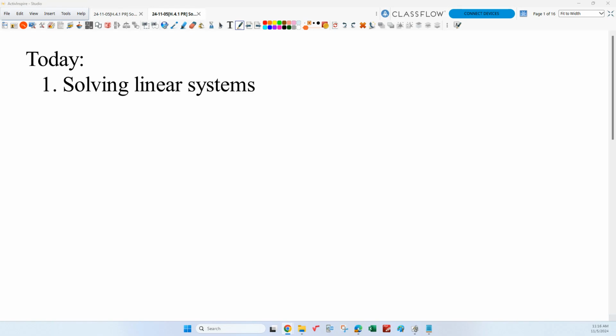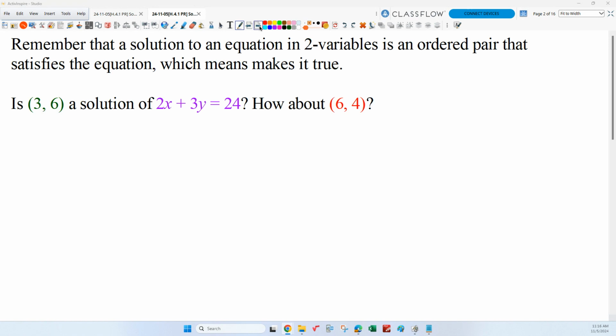Today we're going to focus on small linear systems. We would call them 2 by 2 linear systems, meaning 2 equations with 2 unknowns or 2 variables. So our variables would typically be x and y, and we have 2 different equations. Okay, so let's first of all talk about what it means to be a solution. Remember that a solution of an equation in 2 variables is just an ordered pair that satisfies the equation, which means it makes it true.